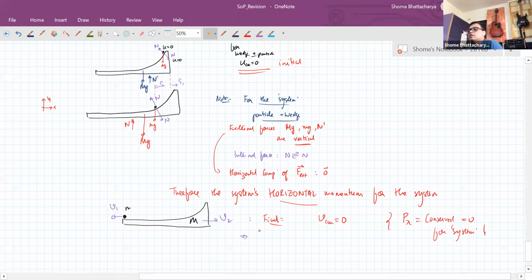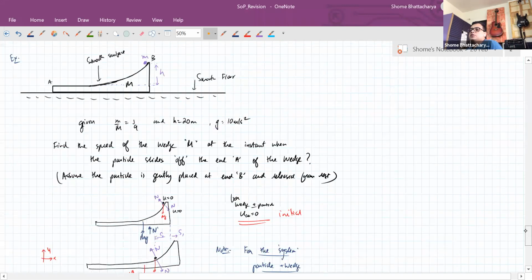That gives us an equation that capital M V2 minus small m v1 is 0, or v1 is equal to capital M by small m times v2. Sorry, it's the other way around. So v1 is 9 v2, because the ratio of m1 to m2 is 1 to 9.